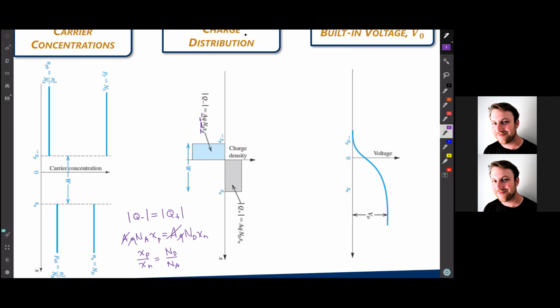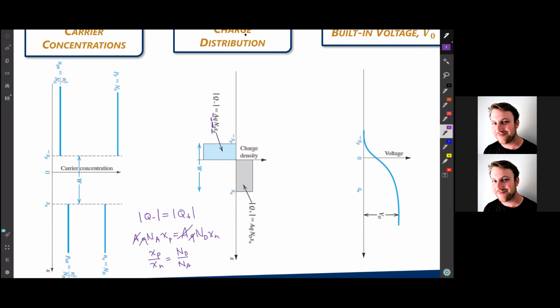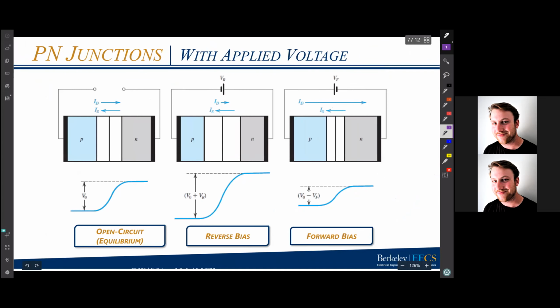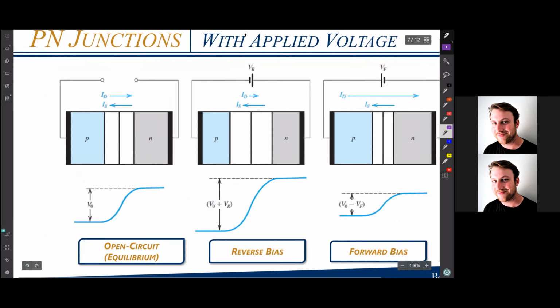Okay. Lastly, we have the built-in voltage, that voltage barrier, which is at a height V0 whenever we open circuit our PN junction. Moving on to other cases where we apply voltages. Again, open circuit, we have some total current, which is equal to 0. And then we have ID equal to IS, equal and opposite, right?